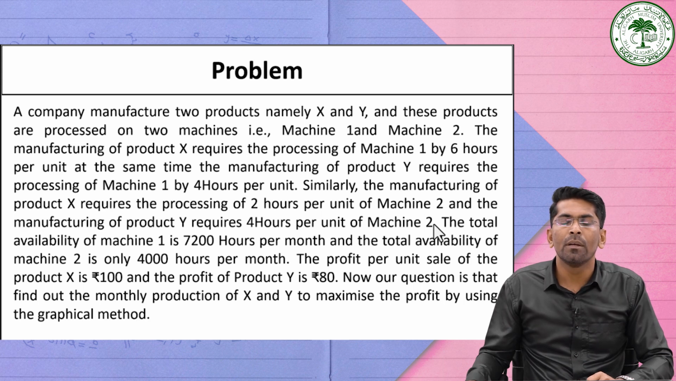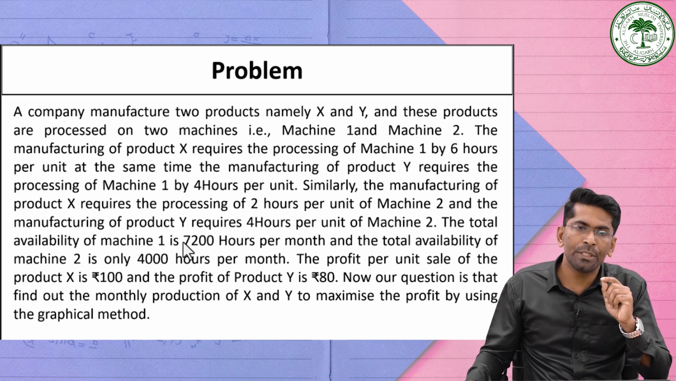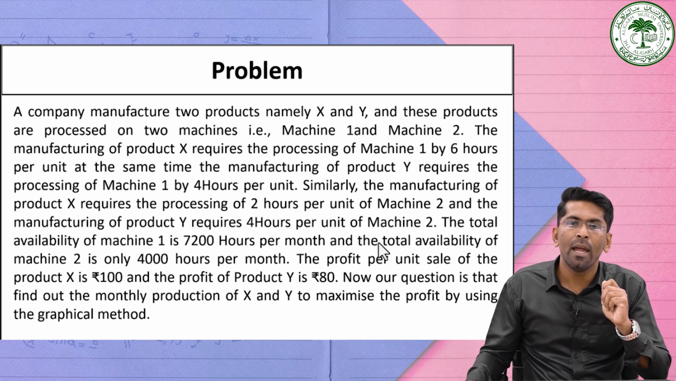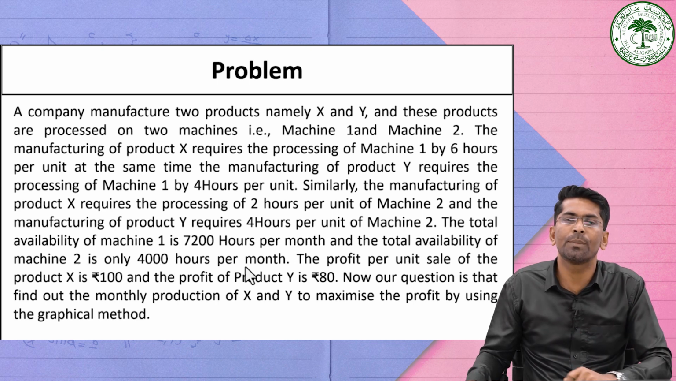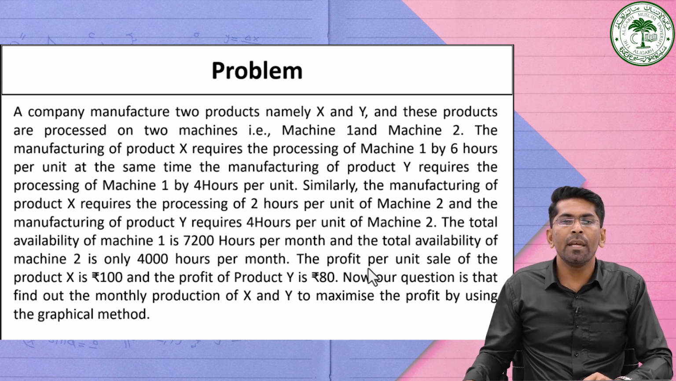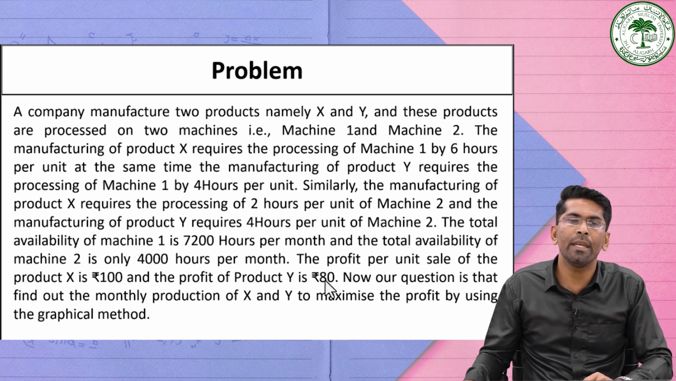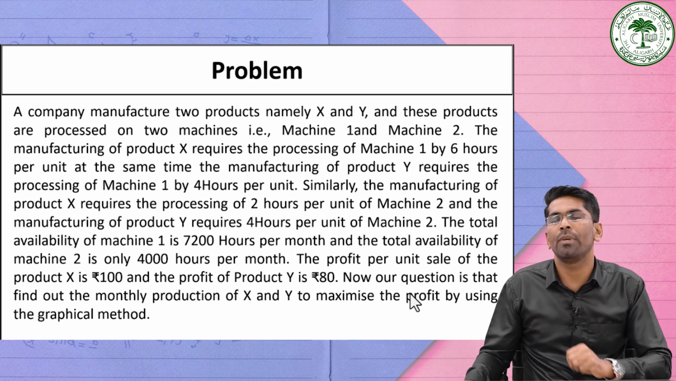At the same time, the total availability of machine 1 is 7,200 hours per month, and the total availability of machine 2 is only 4,000 hours per month. Now, the profit per unit sale of product X is rupees 100 and the profit of product Y is rupees 80. Now our question is to find out the monthly production of X and Y so as to maximize the profit by using the graphical method.